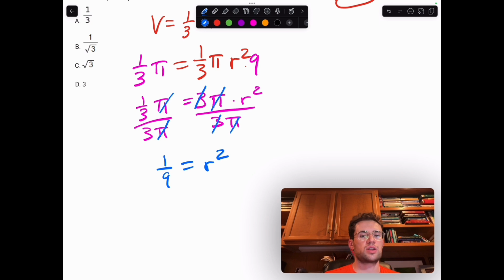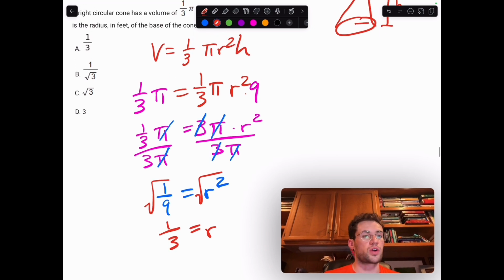So if r squared is equal to 1/9, then r will be equal to the square root of 1/9, because you do the square root of both sides. You don't have to worry about negative solutions again, because it's a geometry problem. You can't have a negative radius. And that's just basically going to be the square root of the top divided by the square root of the bottom. Square root of 1 is still 1. Square root of 9 is 3. So the radius is equal to 1/3.